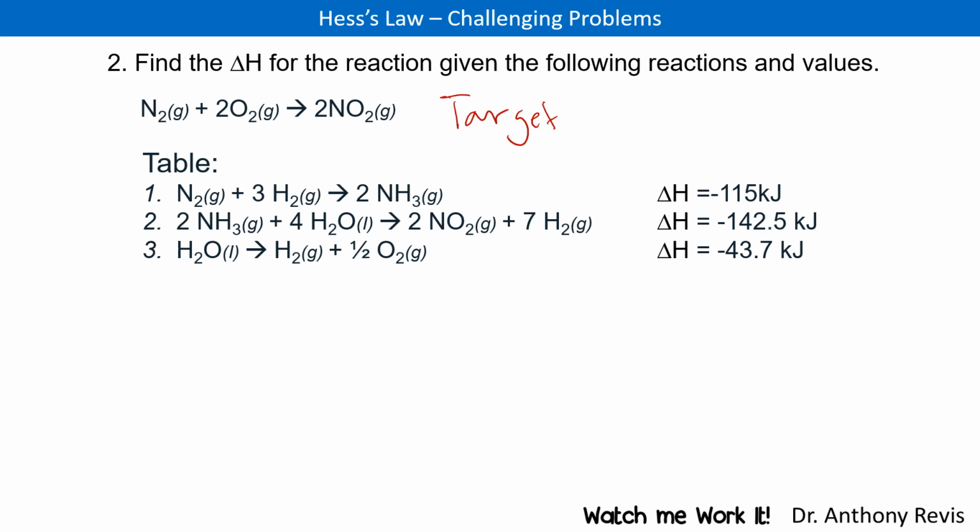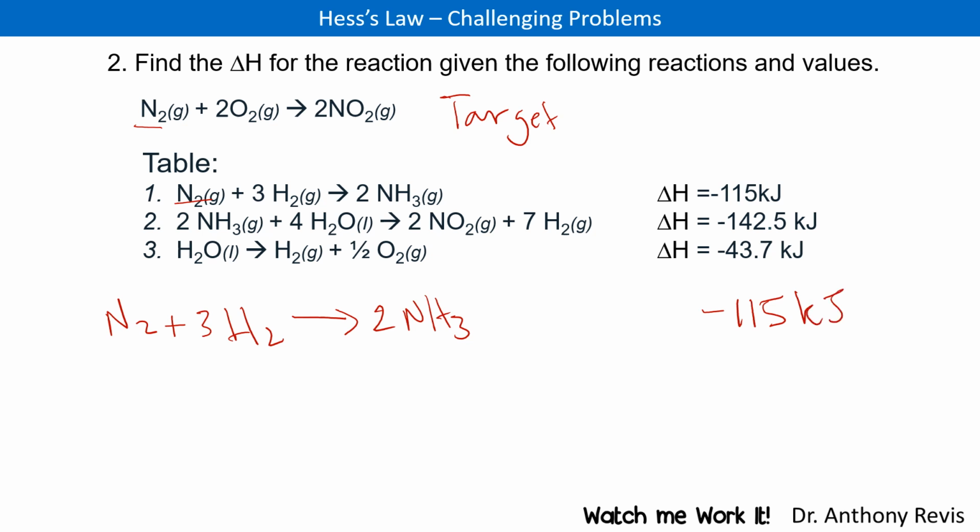Just starting with nitrogen, since it's first up here, we'll write out the equation for nitrogen. We see that nitrogen here and nitrogen here are both on the left side, okay? So since they're both on the left side, we could just write that equation up. I'm going to omit the phases just for speed, plus hydrogen. That will give us 2NH3, and we didn't change anything there, so its value is minus 115. Just simply read it since we didn't make any changes to it.